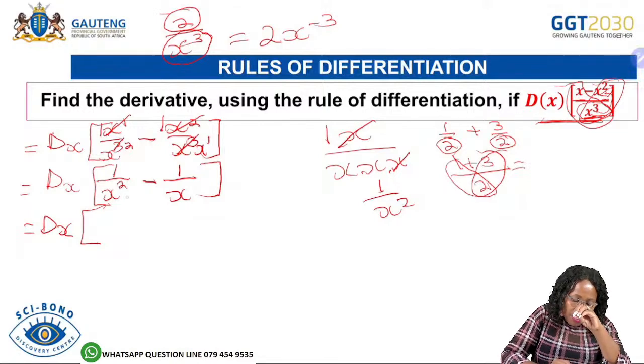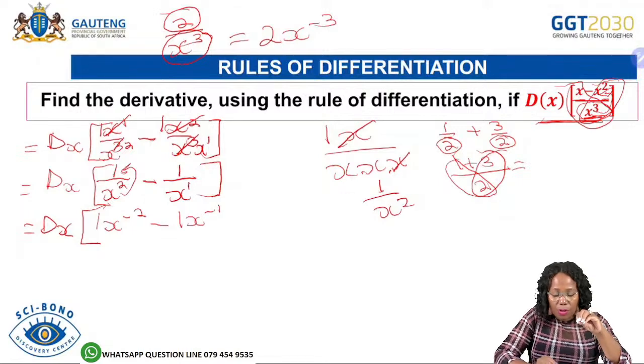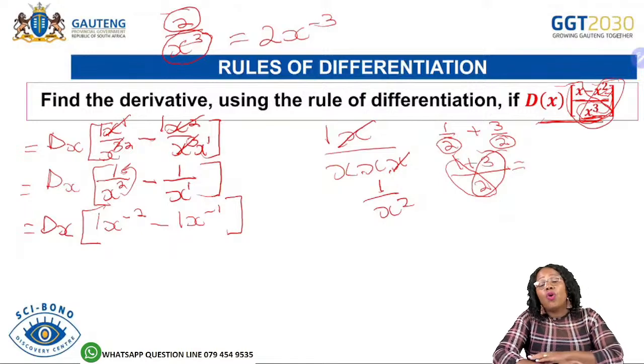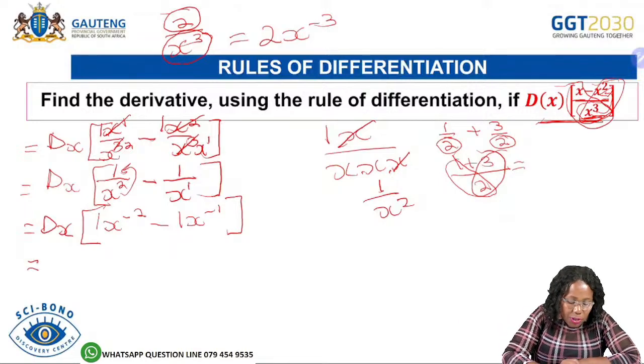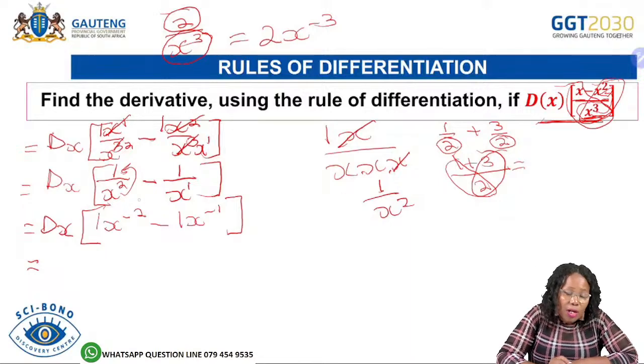Okay. Before we derive, we take this on top there. We'll be having 1x to the power minus 2 minus 1x to the power minus 1, because this is to the power 1. It's only then that you can derive the term. Yes, happy now. We are now deriving, applying the rule that says an exponent multiplied by coefficient.